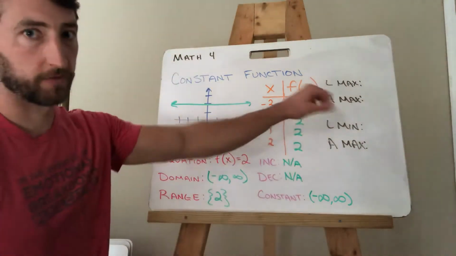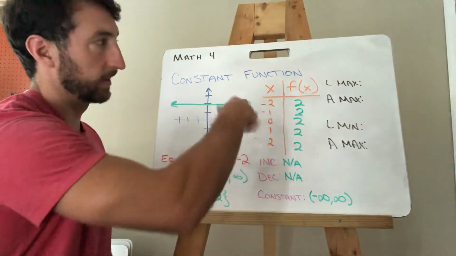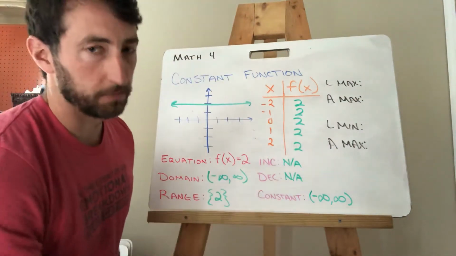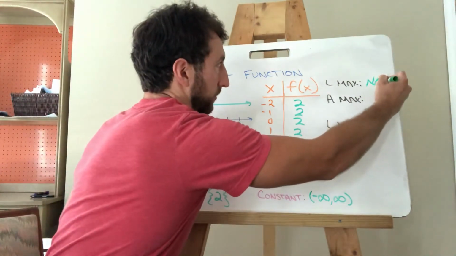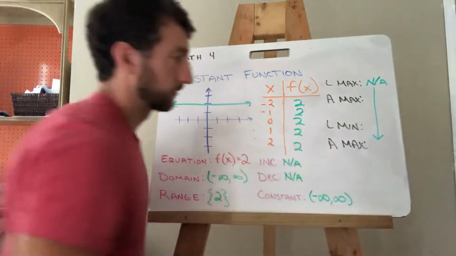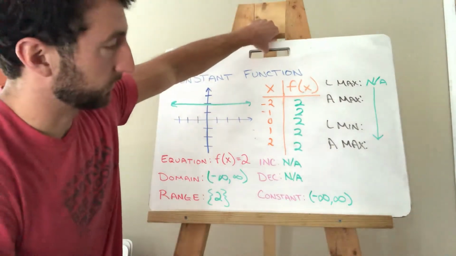All right, then we also have our minimums and maximums. For this, since it's a flat line, it doesn't go up or down. It doesn't have any minimums. It doesn't have any maximums. So basically, these will not be applicable the whole way down. So we don't have any minimums, don't have any maximums. So that is our constant function.